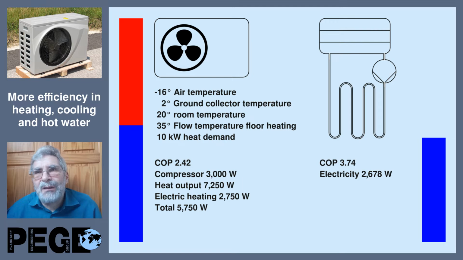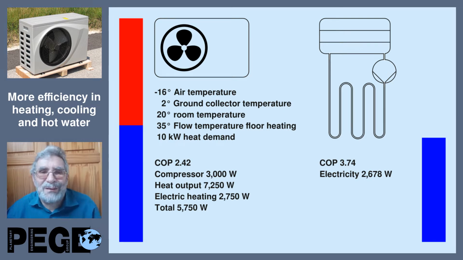Yes, they say 10 kilowatt heat output is no problem, yes, at 2 degrees air temperature, but now we have minus 16 degrees air temperature. And here the COP drops to 2.42. And when we have only a 3 kilowatt compressor in the heat pump, the heat output will be only 7,250 watts. Oh, but the heat demand of the house is 10,000 watts. What to do? Oh, no problem.